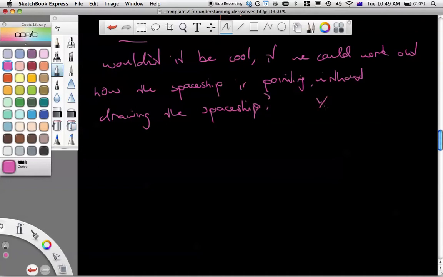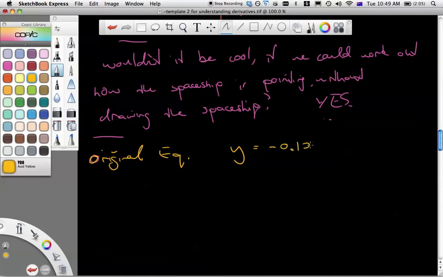Well, the answer is yes. That would be extremely cool. And it turns out there's a way to do it. So what's our original equation? Our original equation was our quadratic, wasn't it? And that was y equals negative 0.1x squared plus 2x plus 2.